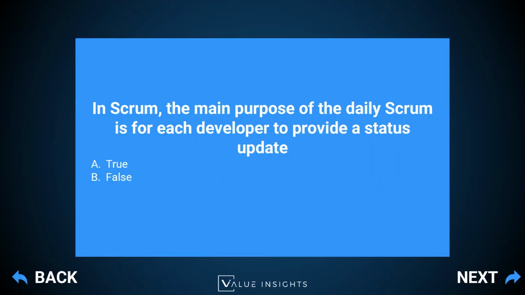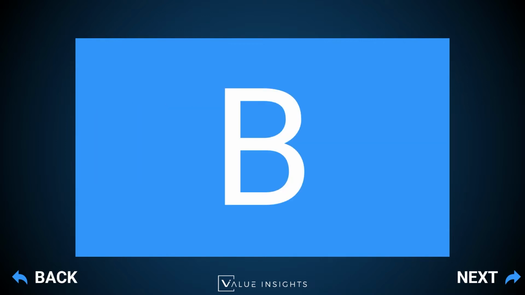So first question, in Scrum, the main purpose of the daily Scrum is for each developer to provide a status update. A, true, B, false. The answer here is B, false.